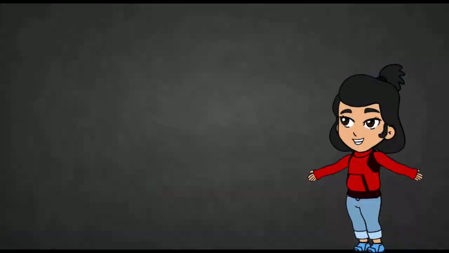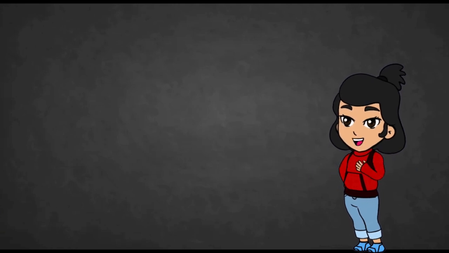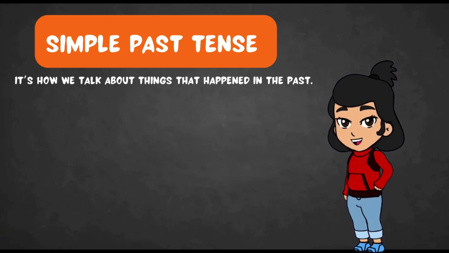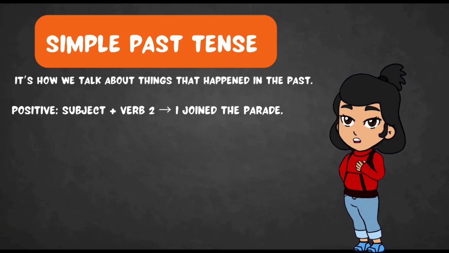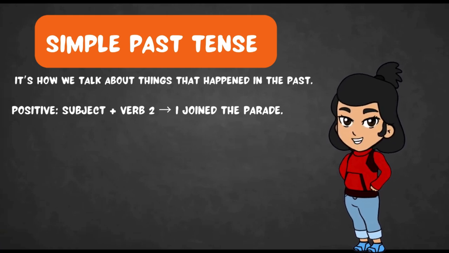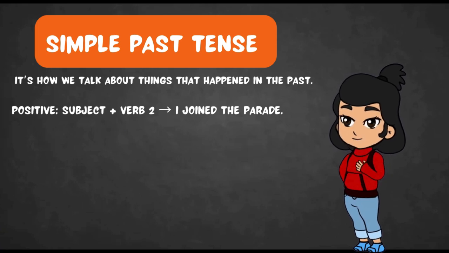Great! Next, after we talked about the recount text, let's move on to something exciting. In writing a recount text, we need something called the simple past tense. This is how we talk about things that happened in the past. There are 3 types of sentences we need to know. First, the positive sentence. In a positive sentence, we use subject plus verb two. For example, I joined the parade. Easy, right?